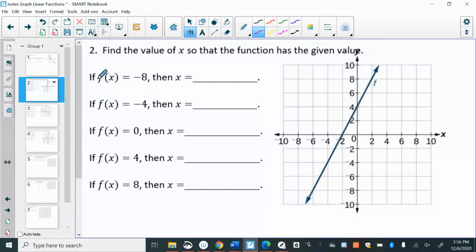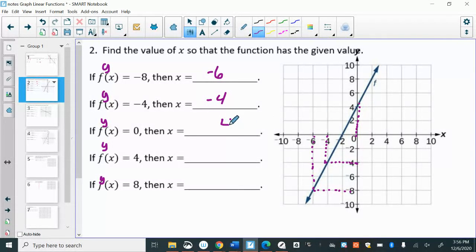Now I'm saying, okay, if f of x, if the output's equal to -8, then what does x equal? So we go to -8 on the y-axis, because remember, f of x really represents y. So that's the same thing as y. So we go -8 on the y, bring ourselves over to the function, head up to the x-axis and see what number we're at, and we're at -6. If the output's equal to -4, again, head over to the function itself, head up to the x-axis, we're at -4.